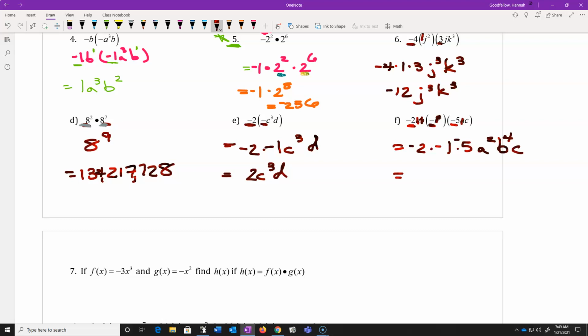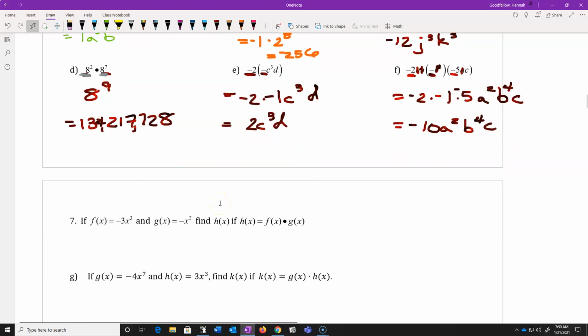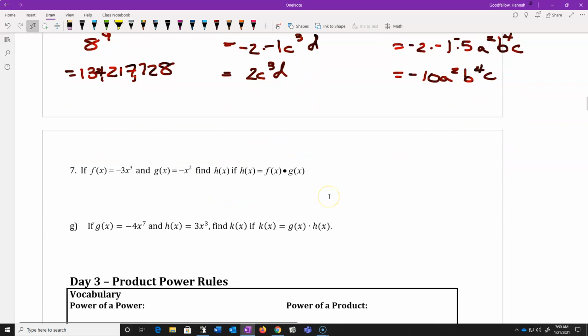Now, put your coefficients together. A negative times a negative times a negative would be a negative, and I think that's going to be negative 10, a to the second, b to the fourth, c. You guys have got this. It's really not tough stuff. You just got to be methodical and make sure that you write them out.